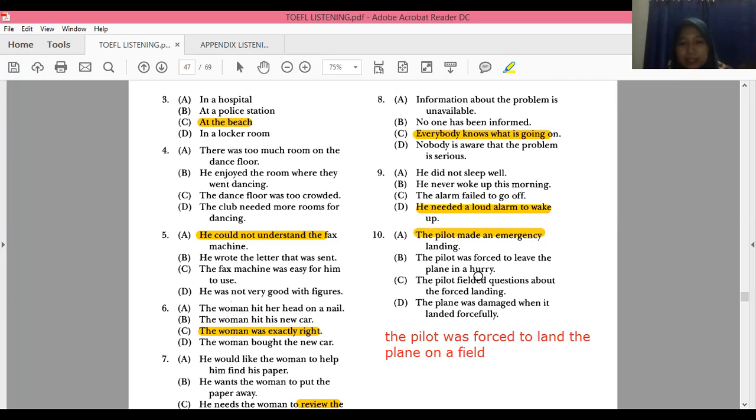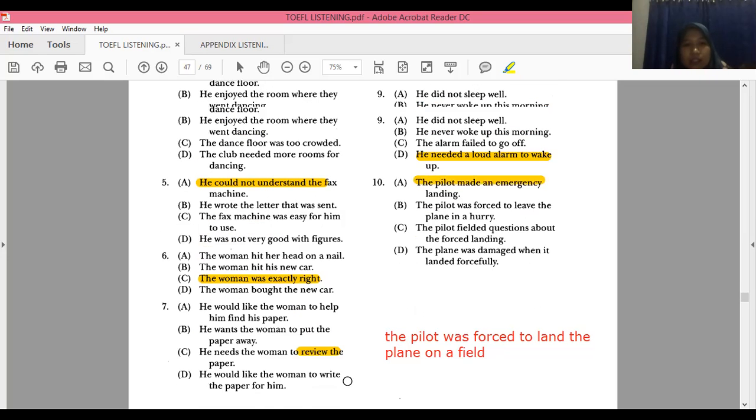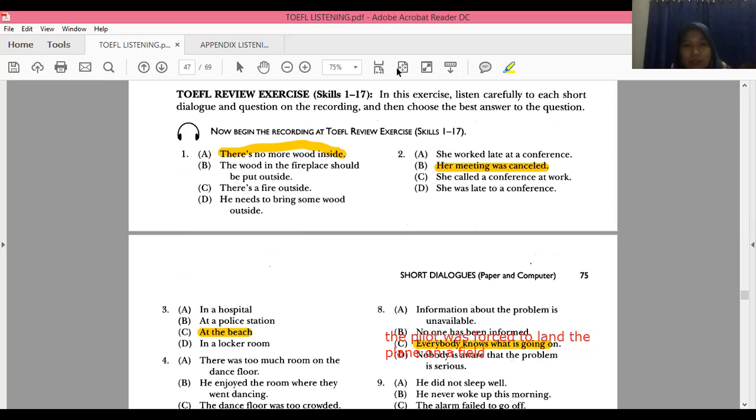Ini yang listen for passive and active. Statementnya is in passive voice. The pilot was forced to land the plane on the field. It means ya sama aja sih nanti kalau plane-nya taruh depan sama-sama pasif. The plane was forced to land. It means the pilot met an emergency. Passive, answer-nya active. Okay. Just that's the answer for this review.